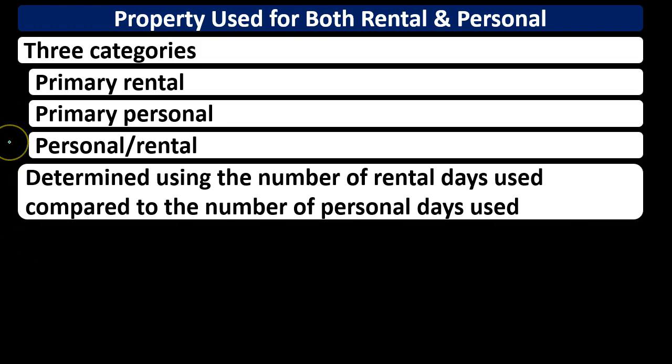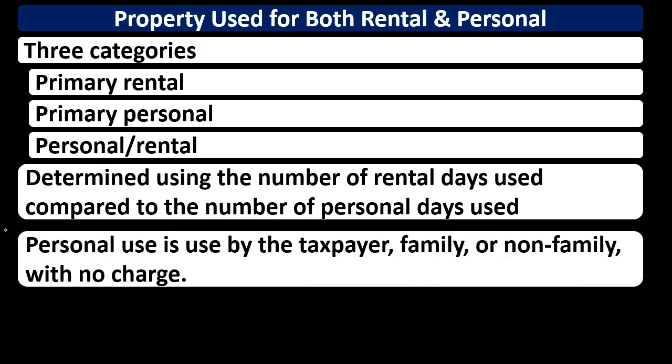We need some pretty specific rules that we can go by in order to categorize these and not just categorize them arbitrarily. It's determined by using the number of rental days compared to the number of personal days that are going to be used. Personal use is use by the taxpayer, family, or non-family with no charge. In some cases, it may also include the use of family members at cost with no profit. But in any case, the comparison will be the personal use compared to the number of days that we have for the rental use.